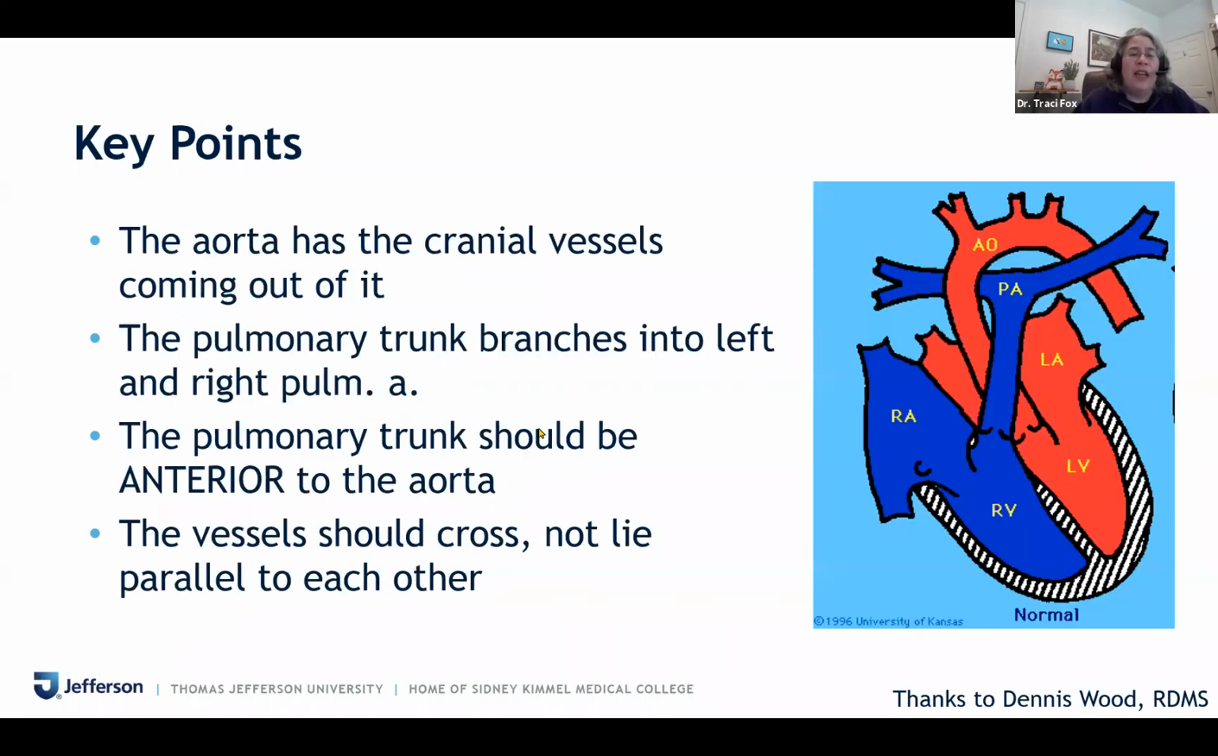Key points. The aorta has cranial vessels coming out of it. So when we start looking at the aortic arch view, remember to look for those cranial vessels. The pulmonary trunk branches into left and right pulmonary artery. The pulmonary trunk is always anterior. As we'll show you in a second, the right ventricle is the most anterior chamber, which means the pulmonary vessels are anterior vessels. The vessels should cross each other and not lie parallel to each other. If you see the main pulmonary artery here and you see the aorta here, notice that they cross at their base. That's very, very important, something you should look for on every ultrasound.